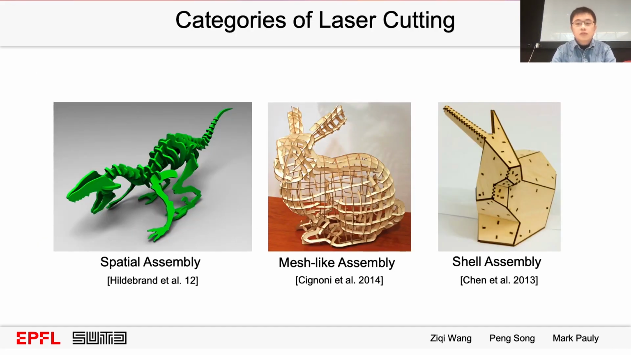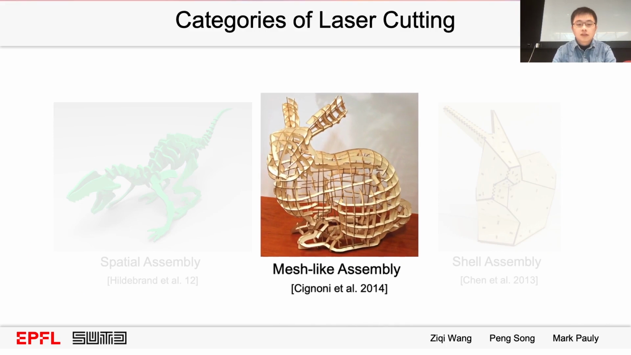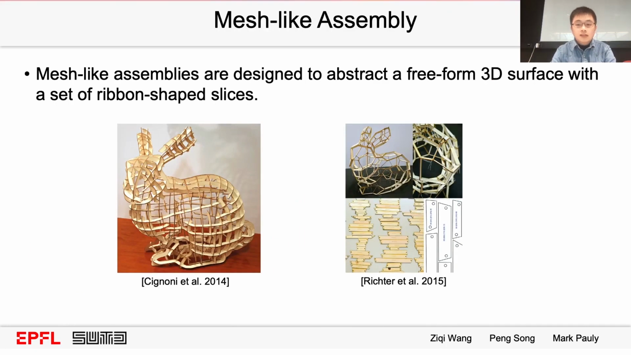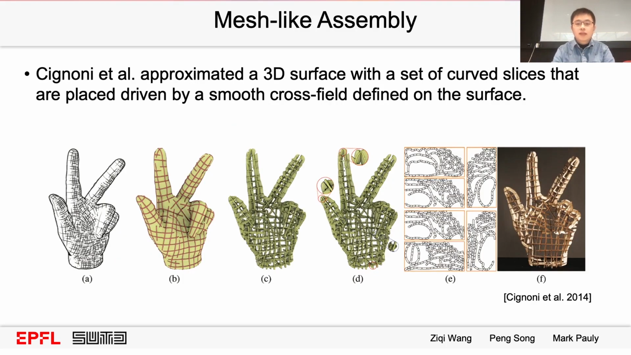Then let's review the mesh-like assembly. Mesh-like assemblies are designed to abstract a free-form 3D surface with a set of ribbon-shaped slices. Schwartzburg and their colleagues use long curved slices with prefabricated half joints, while Richter and their colleagues use short straight slices joined with additional connectors. We take the left paper as an example.